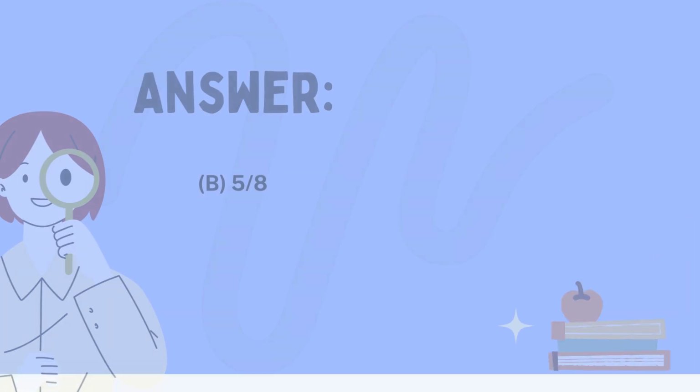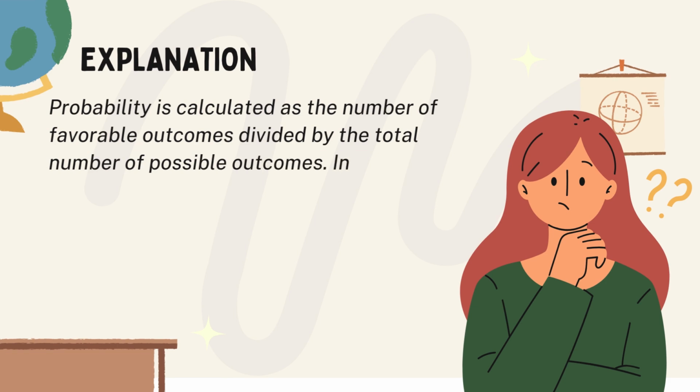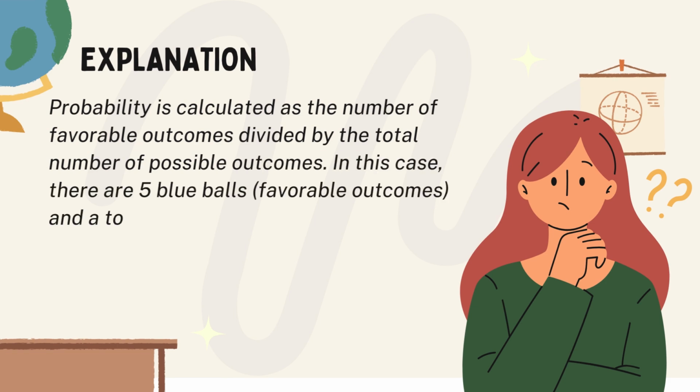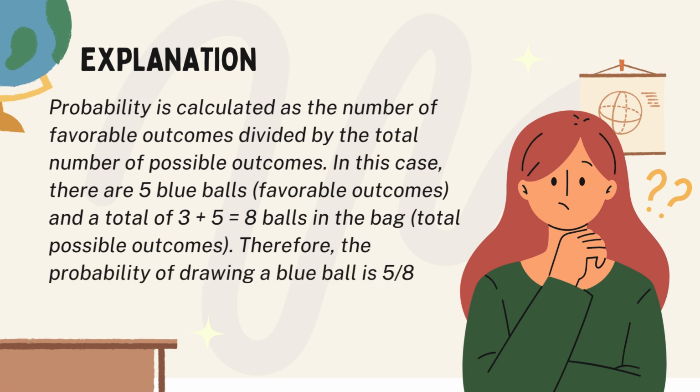Answer. B. 5/8. Probability is calculated as the number of favorable outcomes divided by the total number of possible outcomes. In this case, there are 5 blue balls, the favorable outcomes, and a total of 3 plus 5 equals 8 balls in the bag, the total possible outcomes. Therefore, the probability of drawing a blue ball is 5/8.